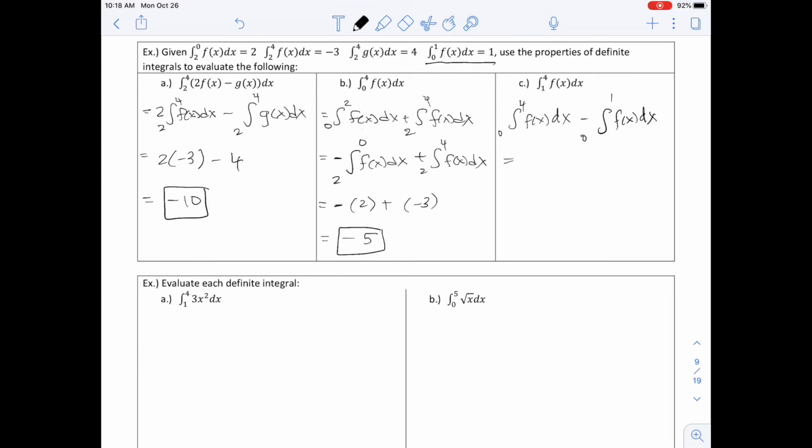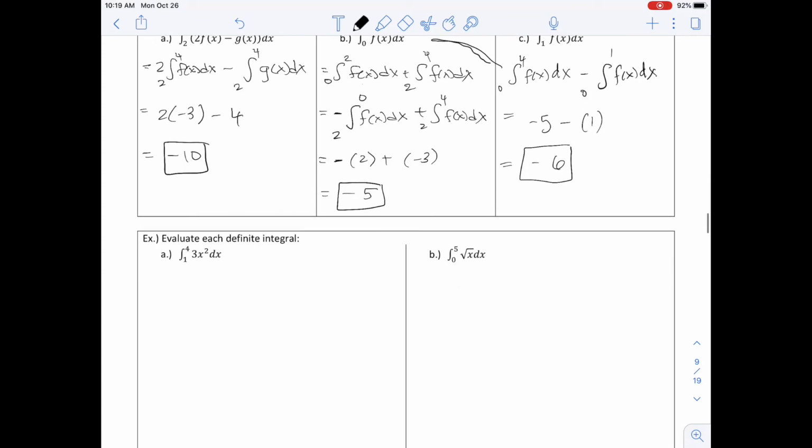So our answer that we had from part B is, and I'll just draw a line from here to here so you realize that's where we're getting this from. This is going to be negative 5 minus, and then we have the integral from 0 to 1, which is just equal to 1 from up above. And so this works out to be negative 6. So why are these answers negative? Where would your graph be lying? It would be below your x-axis instead of above.